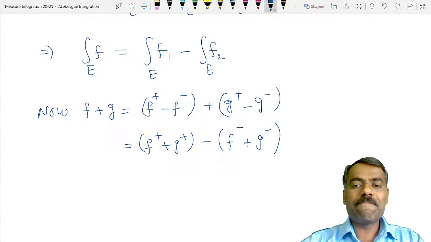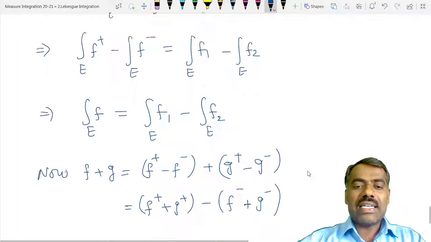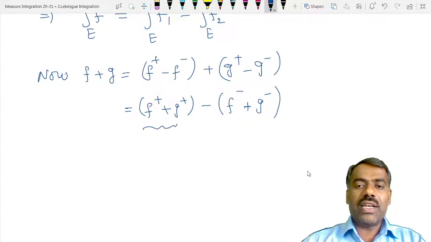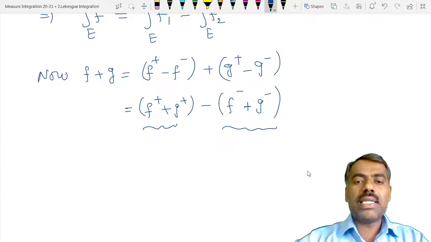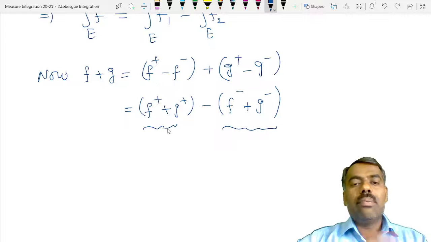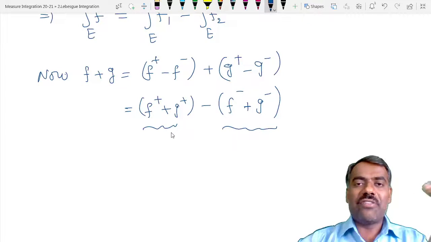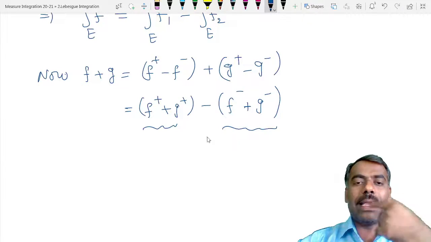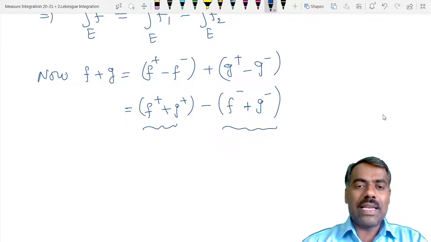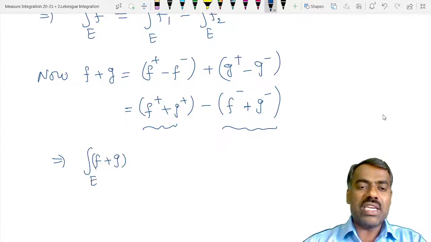Are you following? So this is just like your f1 and this is just like your f2. Is this clear? Right? And we know, because f plus and g plus, f minus and g minus, they are all integrable, their sum is also integrable, right? This implies, by the claim whatever we have just proved, integration of f plus g over e is the same as what?